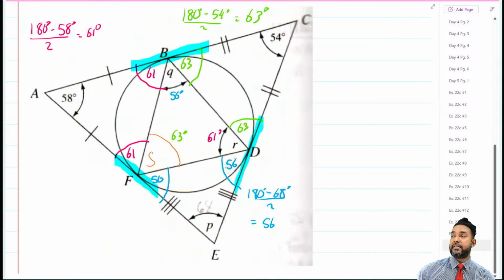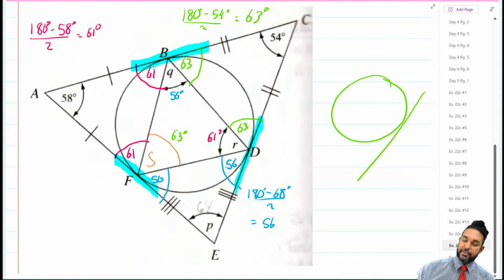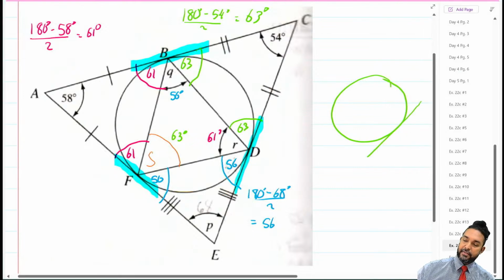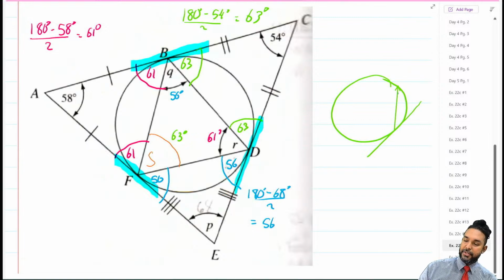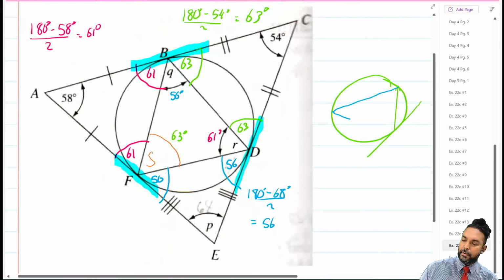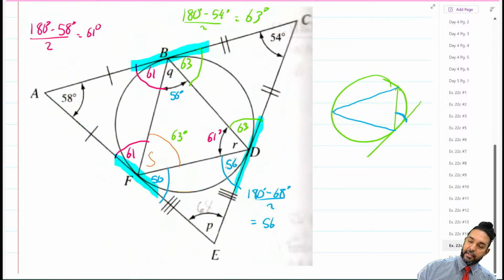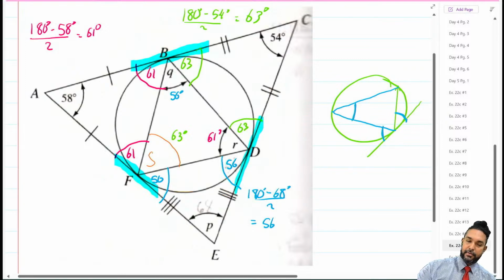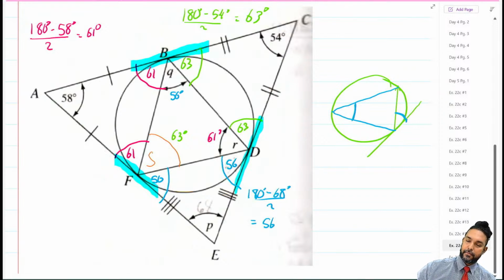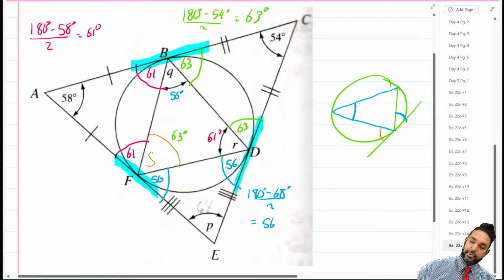The angle between a tangent and a chord is equal to the angle in the alternate segment. Basically what it means, let me show you. Say you have a circle, a tangent and a chord. If you were to build a triangle on this chord, the angle here between tangent and chord is equal to the angle in the alternate segment. And this angle here between tangent and chord is equal to the angle in the alternate segment there.